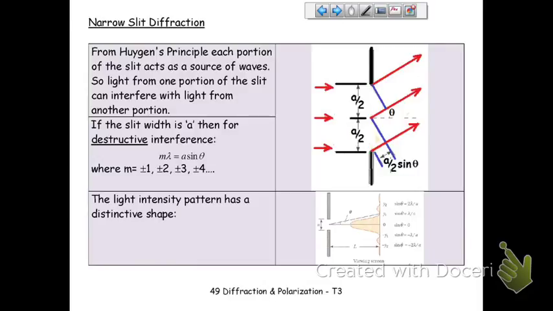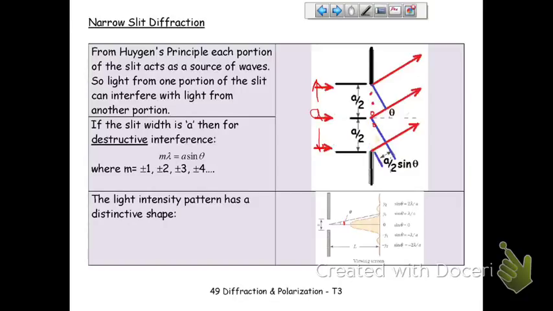I wonder what direction these fringes are at compared with my straight through direction. So I wonder what these angles are. I don't have two slits, I have one slit, but let's pretend and divide it into two. Let's not call it d, the separation between the slits, let's call it a, the width of the slit. From Huygens' principle, each portion of the slit acts as a source of waves. You can remember putting these little pebbles in and just seeing what happens. So light from one portion of the slit can interfere with light from another portion of the slit. We're taking Huygens and we're taking double slit, and merging them together.